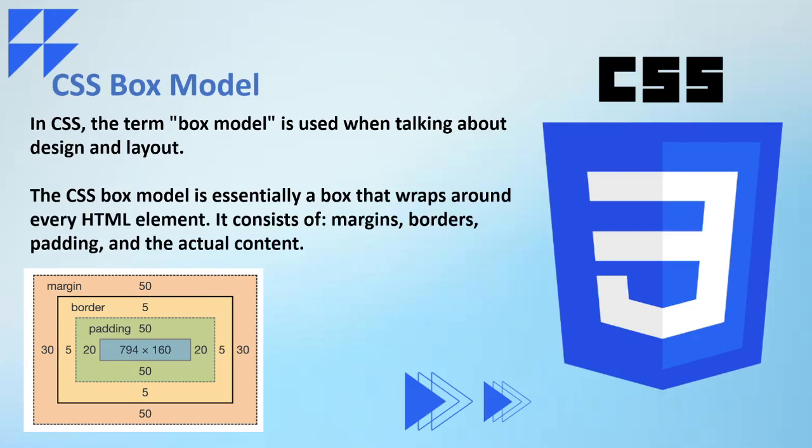So guys, let's now understand what is meant by box model in CSS. In CSS, the term box model is used when talking about design and layout, so design and layout of our web page. The CSS box model is essentially a box that wraps around every HTML element. It consists of margins, borders, padding and the actual content.